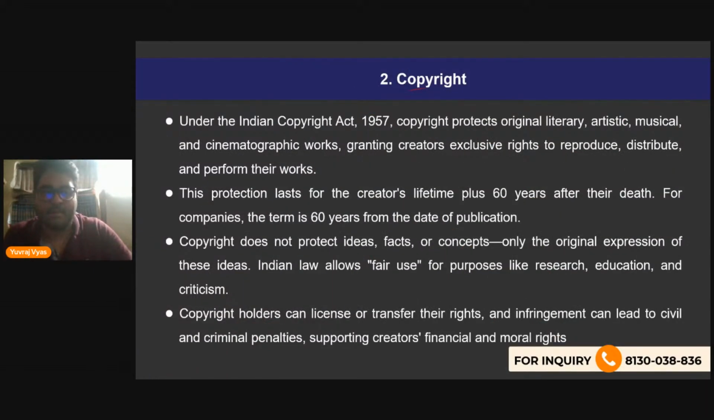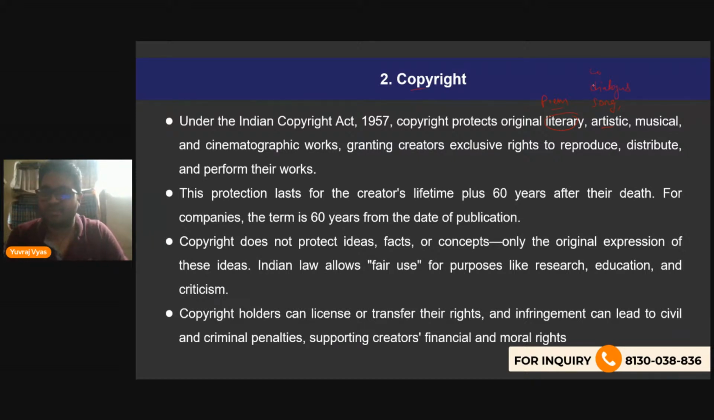So copyright. Under the Indian Copyright Act 1957, copyright protects original literary works. Literary means what? Anything that is written. Let's say you write a beautiful poem. So that is also a subject of copyright. Artistic, you write a wonderful song, or you write, let's say, dialogues of movies, comedy dialogues, like comedy.